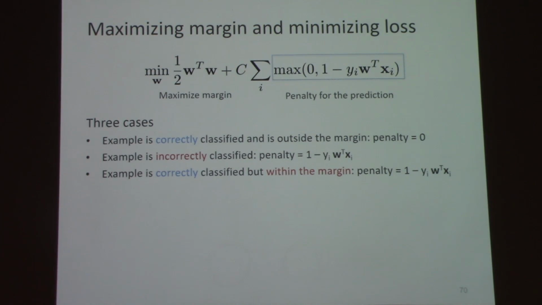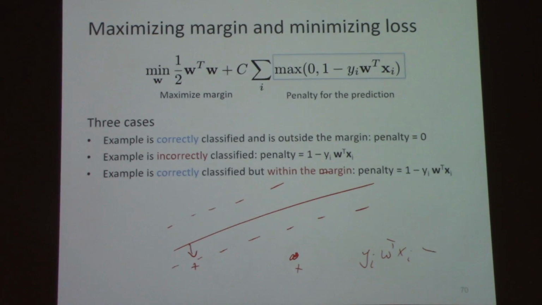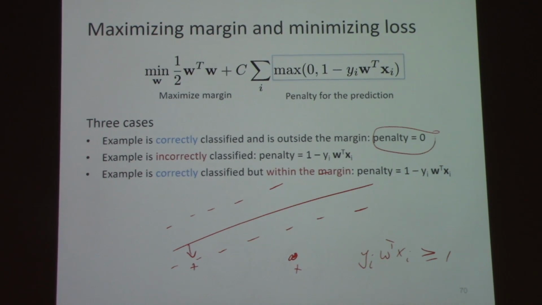Let's say an example x_i with label y_i is correctly classified, and the score y_i w transpose x_i for that example is large enough that the example is placed outside the margin. So remember that you have the hyperplane and then you have a margin on both sides, and let's say this side is positive. If the example lies here, then the penalty for that example is 0. That means y_i w transpose x_i is greater than or equal to 1. Then the penalty is 0.